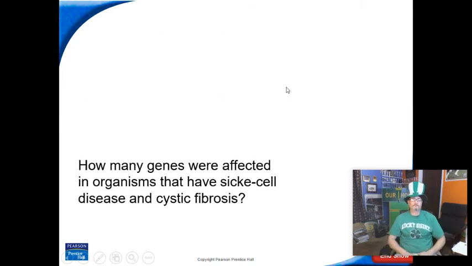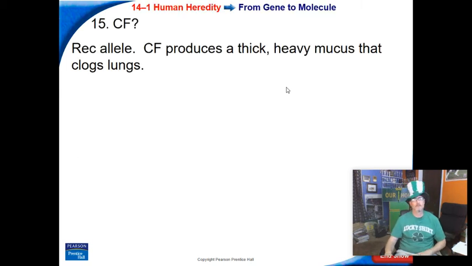That's better. How many genes were affected in organisms that have sickle cell disease and cystic fibrosis? Take a look at number 14 if you can't remember. One gene. One gene that codes for a really important protein, and if there's anything wrong with that protein, it leads to a disorder. Moving ahead. Okay, cystic fibrosis is caused by a recessive allele.